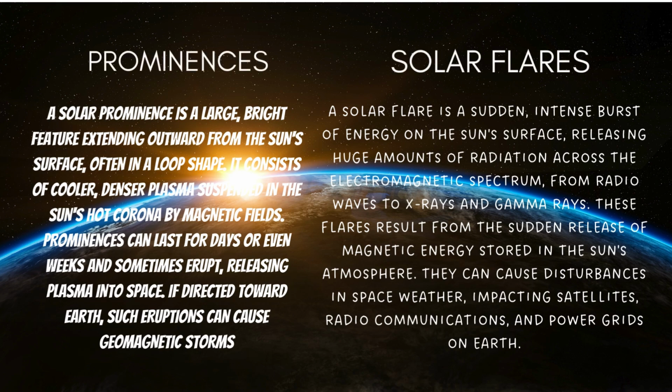Prominences. A solar prominence is a large, bright feature extending outward from the Sun's surface, often in loop shape. It consists of cooler, denser plasma suspended in the Sun's hot corona by magnetic fields. Prominences can last for days or even weeks, sometimes erupt, releasing plasma into space. If directed toward Earth, such eruptions can cause geomagnetic storms.